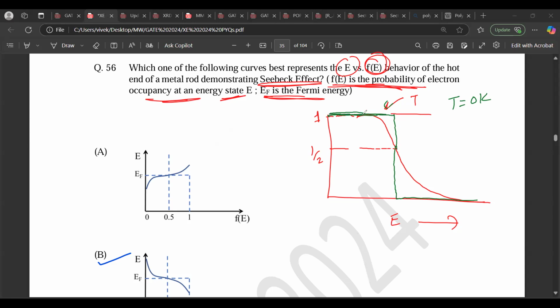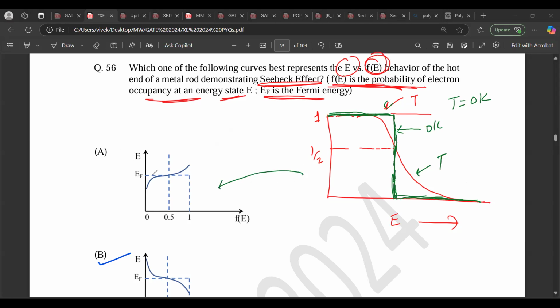This graph becomes like this, right? Means this is at 0 Kelvin, and this curved graph is at any temperature T. Now my question is, can you not just rotate it and find out?